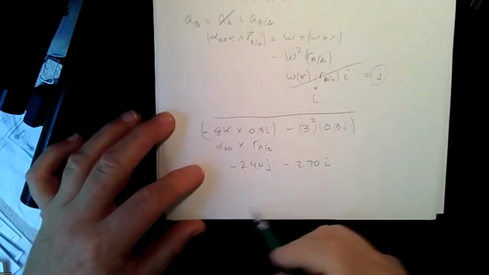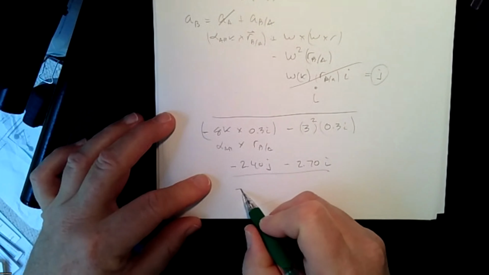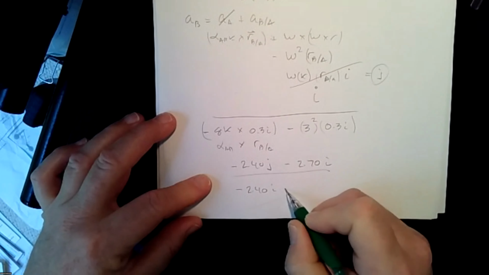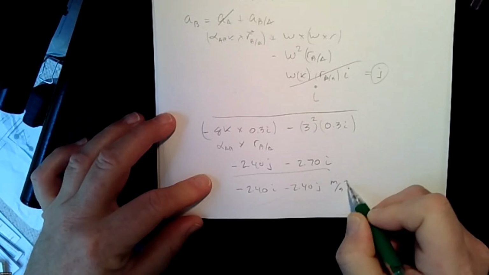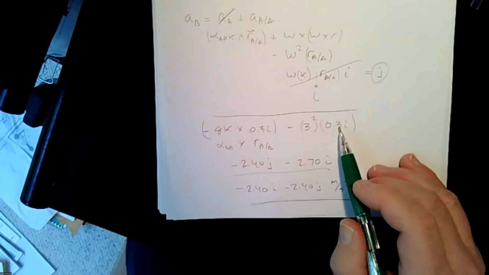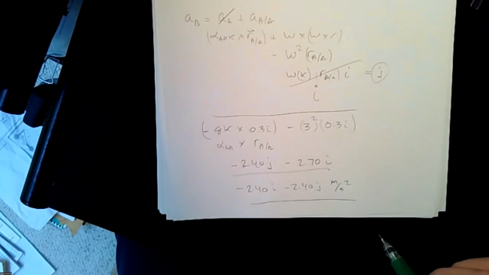And so the proper way to, and if you leave it like that, that's not the end of the world, but you really want to write it as minus 2.70i minus 2.40j meters per second squared. That's the correct way. So again, this is a distribution, not a cross. So that's an important distinction. I saw it often enough that I felt it should be mentioned.